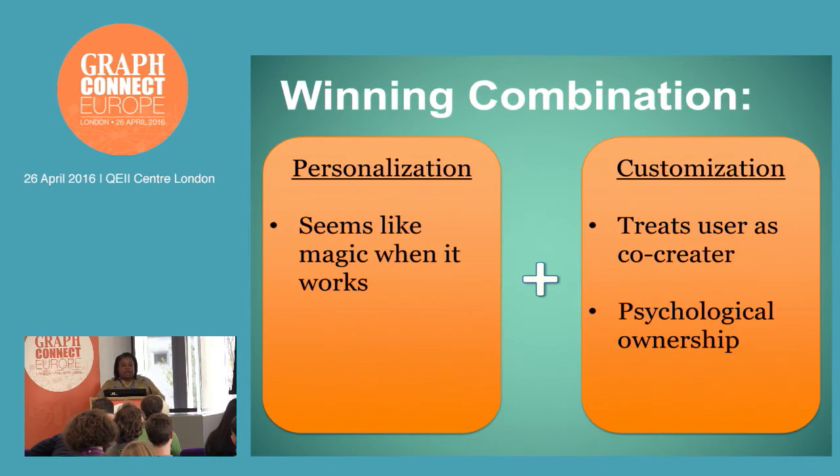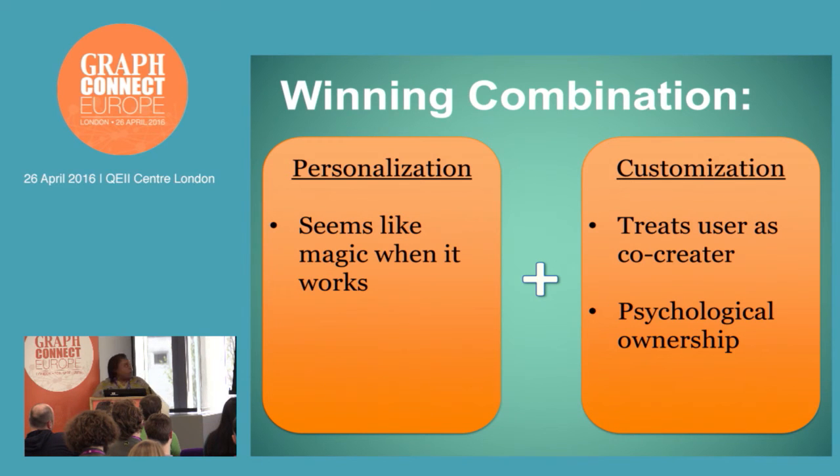So I want to argue that the winning combination is part personalization and part customization. And I say this mostly because this recommendation engine is designed to help people change their behavior, to help them get closer to healthier choices. So when personalization works, it seems like magic. It's amazing, you know me so well. And then the customization is really about having someone be a co-creator in this process. They have more ownership so that they are part of the process, which is really important to the psychological part of this.